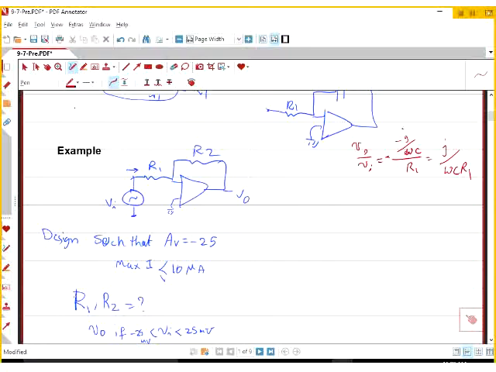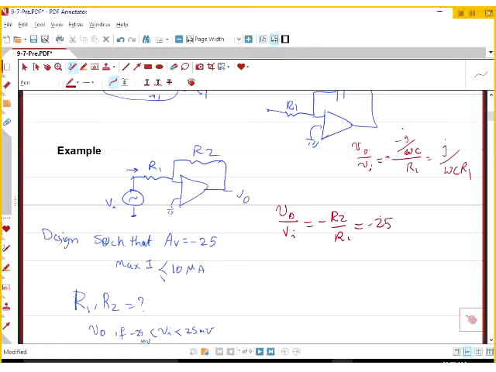What is the gain of this equation? One more time. Help me out, write the equation. What's the gain? Correct. Minus R2 over R1, and we want it to be minus 25.